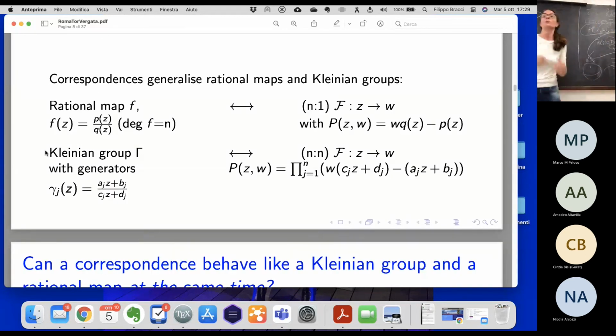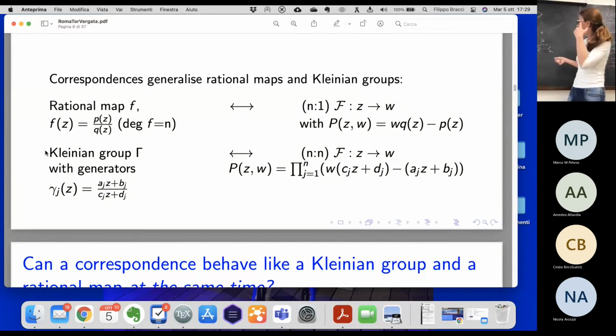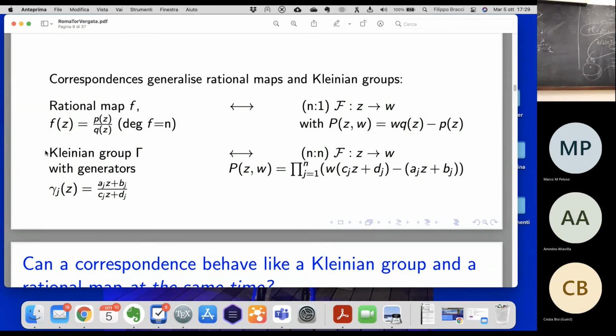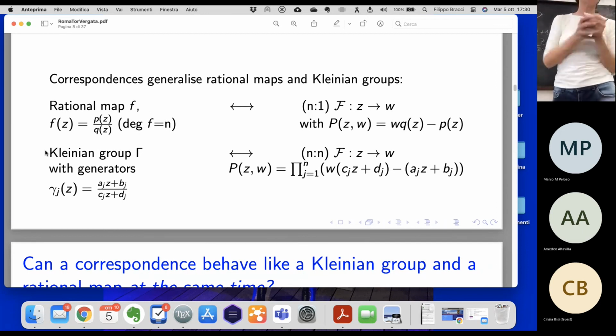And similarly, if we have a Kleinian group with generators, well, in this case we just care about these two, we can write it as a correspondence by taking the product of the two polynomials that kill these two terms. Okay? So these things are messy, but we can write a group as a correspondence, and a rational map as a correspondence. And now the question is, well, a correspondence can be a rational map, can be a group, can be both together.